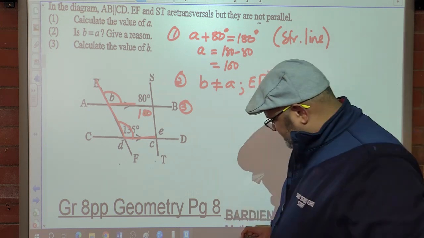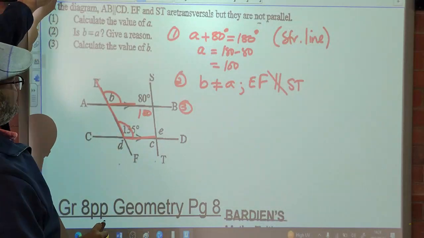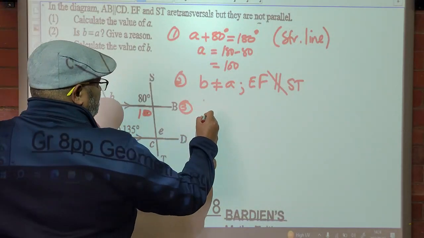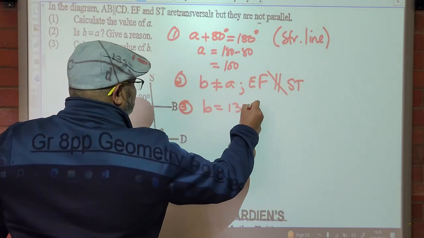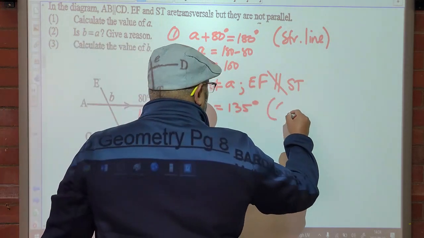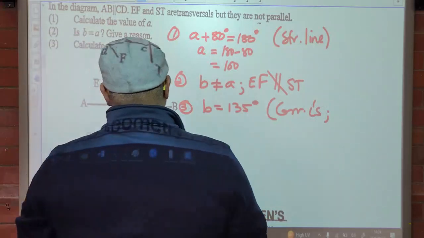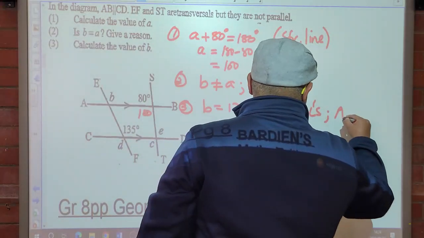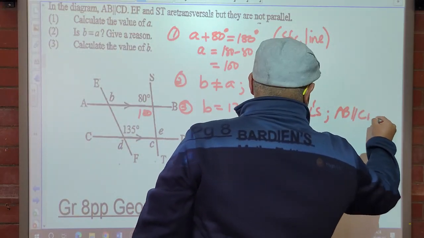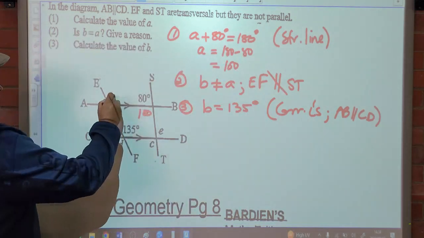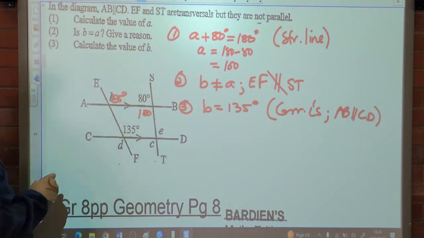So B is equal to 135. B is equal to 135 degrees. Reason? Corresponding angles with AB being parallel to CD. So I put 135 here. Okay.